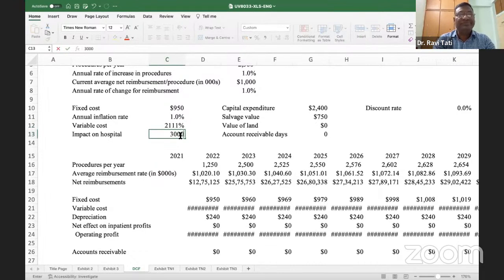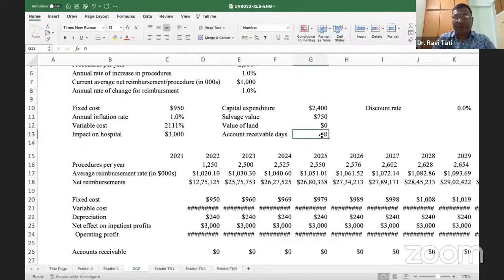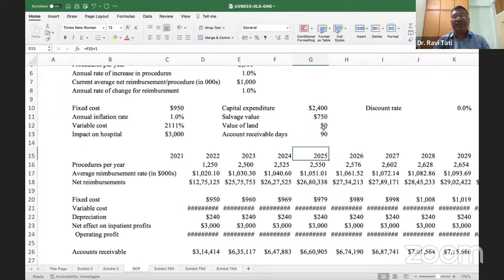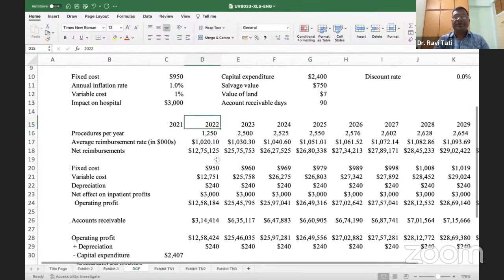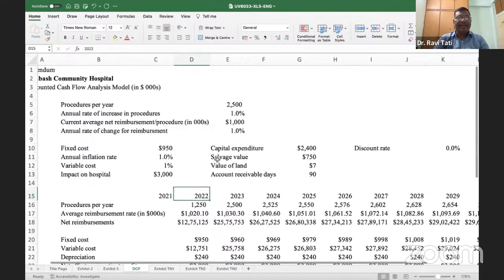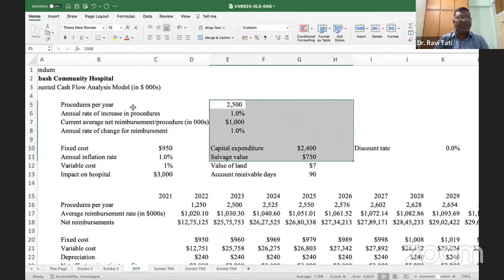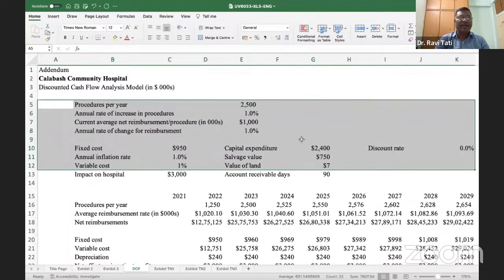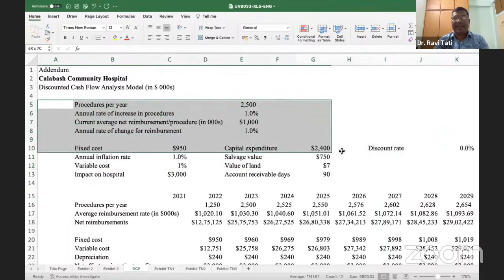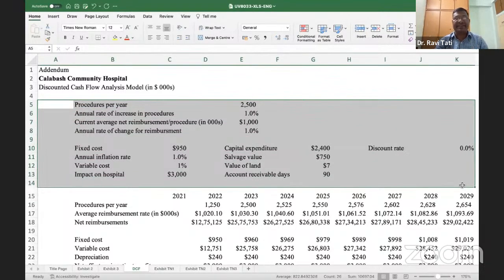Impact on hospital, 300,000. Accounts receivable, 90 days. Value of the land, $7 million at the end. So when I have inserted the inputs, these are the details I got from the case. I picked up the data from the case and inserted it here.